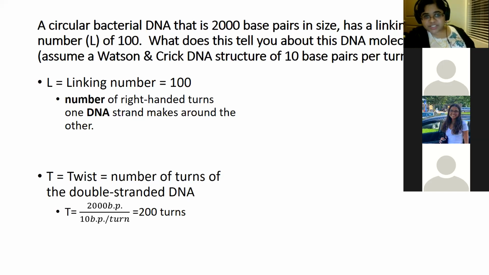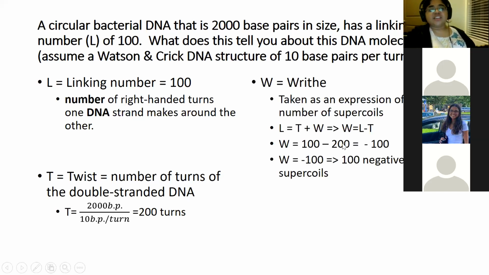Okay, so the next part to this question is writhe. Writhe is an expression that goes with the number of supercoils, okay? So that's where this equation comes in. This is the same way you can determine any of the three. With this question, writhe is equal to the linking number minus the twist number, okay? So you end up with writhe equal to 100 minus the number of twists, which is 200, which gives you negative 100. A writhe of negative 100 just means that you have 100 negative supercoils.